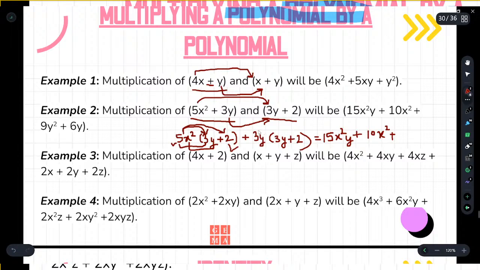Let's solve this one. 3 into 3y. 3 into 3 is 9. And y into y is, adding the individual powers 1 and 1, 2. Y to the power 2. Now multiplying this with this. 2 into 3 is 6 and y into 1 is y. So 6y. Now this is my final answer. Yes. So let's just erase it and move on to the next example.